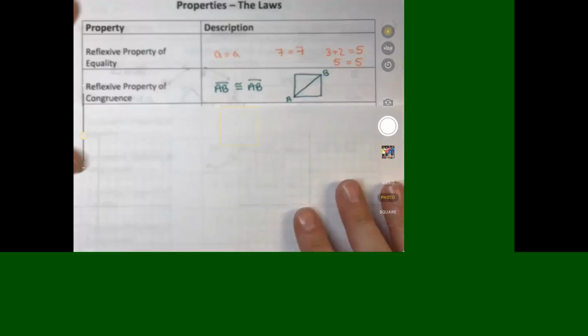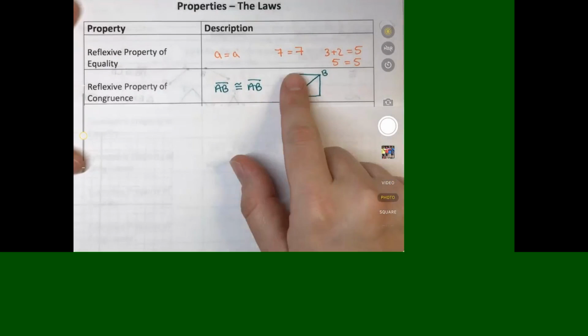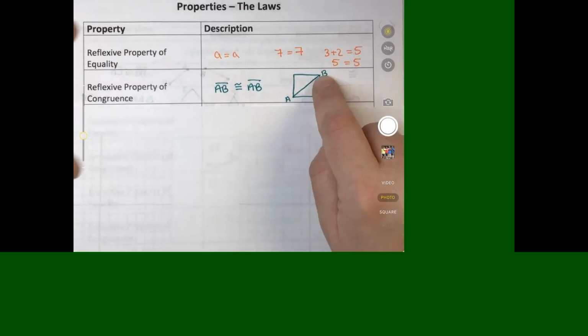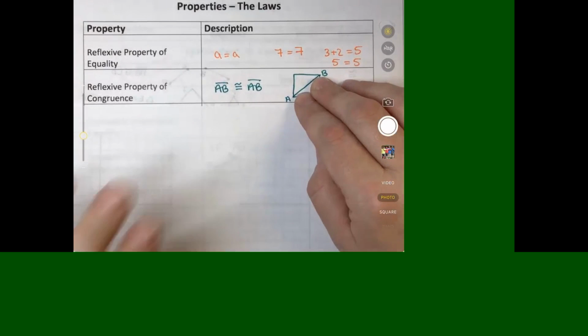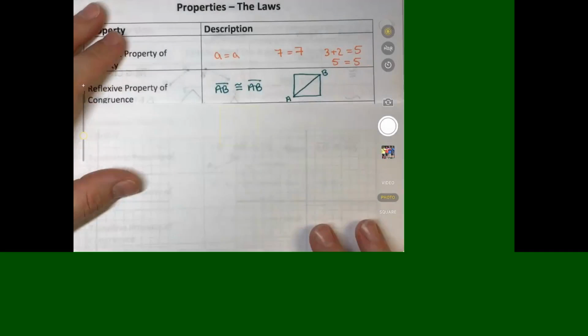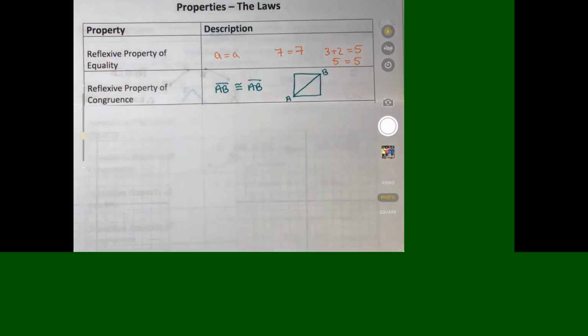Here's the reflexive property of congruence. If I look at this figure here, let's say it's a square or a rectangle, and I draw the diagonal across, the line segment AB is the same line segment in that top left triangle as it is in the bottom right triangle. That's why we need the reflexive property, because that line segment can look like two different lines in each triangle, but it's actually the same line.